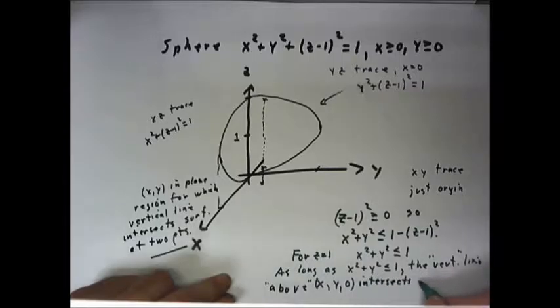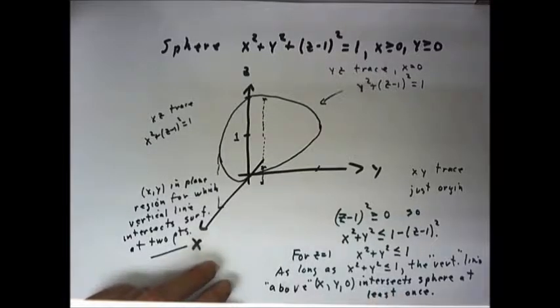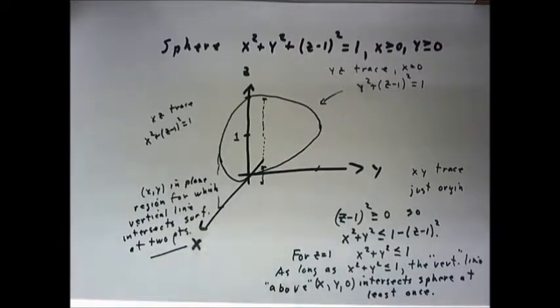intersects the sphere at least once. Now, almost everywhere it intersects twice, but when you get out to the boundary of the circle, x squared plus y squared equals 1, you have only one intersection point. So, now, as long as x squared plus y squared is less than or equal to 1, the vertical line intersects the sphere at least once.